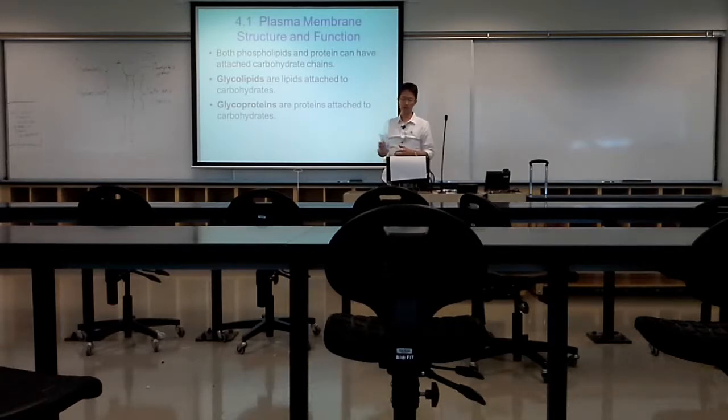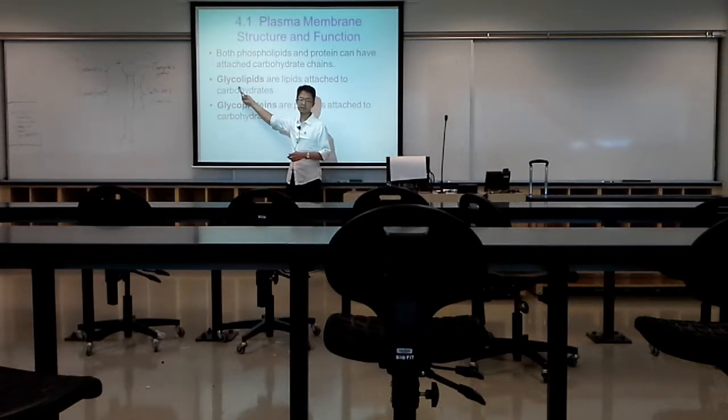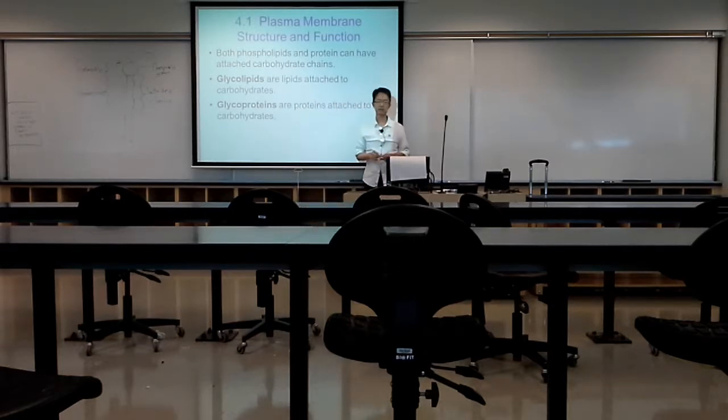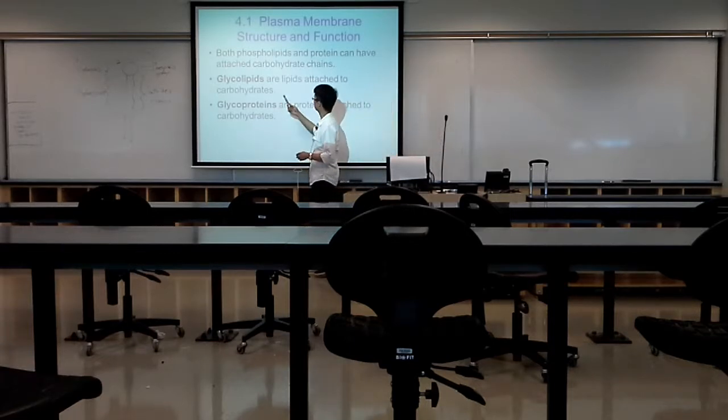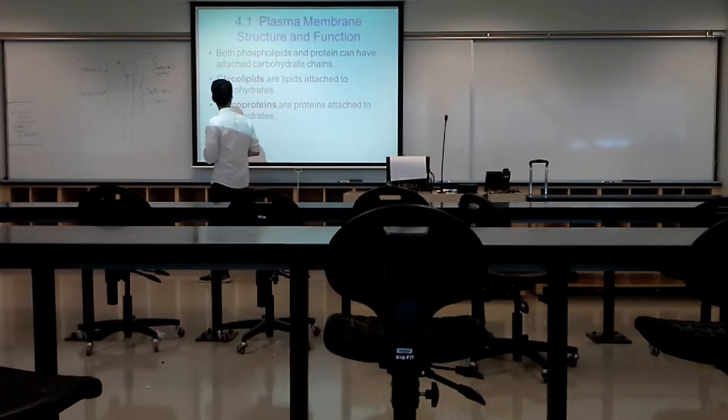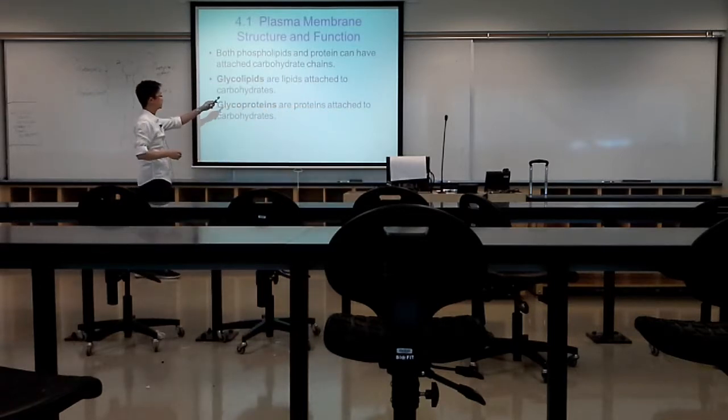Both of these can attach to a carbohydrate chain. What does it mean? We have two types, glycolipids and glycoproteins. Glyco basically means glycogen. Glycogen, as we learned, is a long chain of glucose joined together. So glycolipids are lipids that attach to carbohydrate, and glycoproteins are proteins attached to carbohydrate.